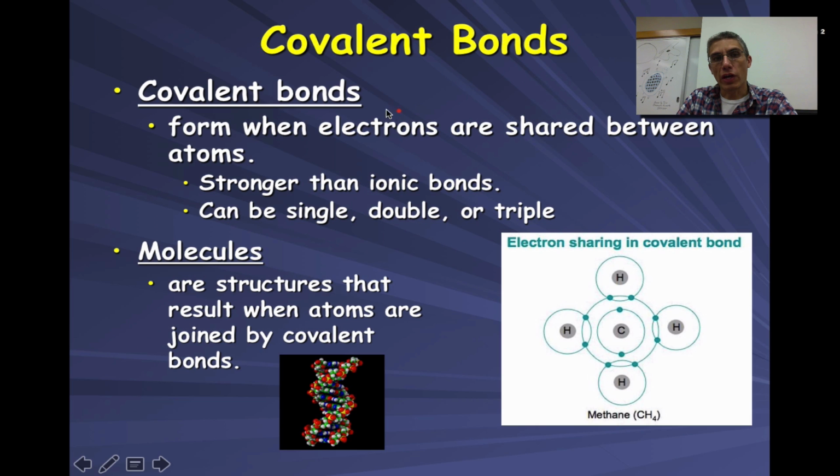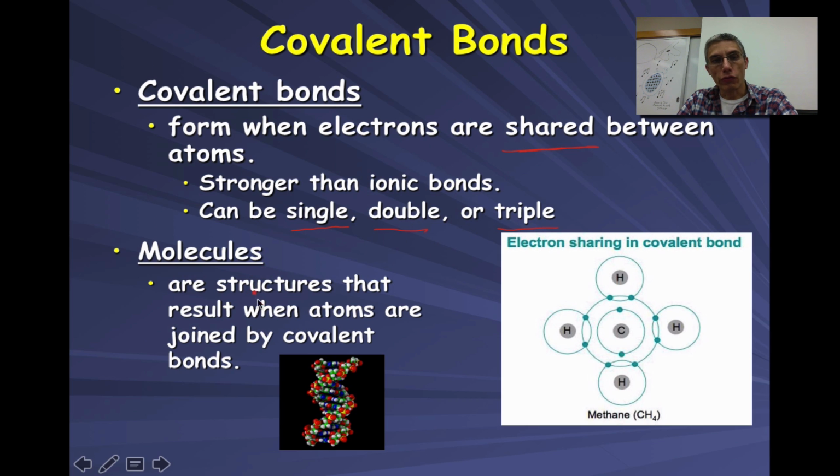Now, the second type of bond I had said we would look at is called a covalent bond. This is a little bit different from ionic because in this case, the electrons are going to be shared between the two atoms. This is a bit stronger than ionic bonds, and what's also different is that the covalent bonds between two atoms could be a single bond, a double bond, or even a triple bond. And the more bonds you have, of course, the stronger the connection between those two atoms.